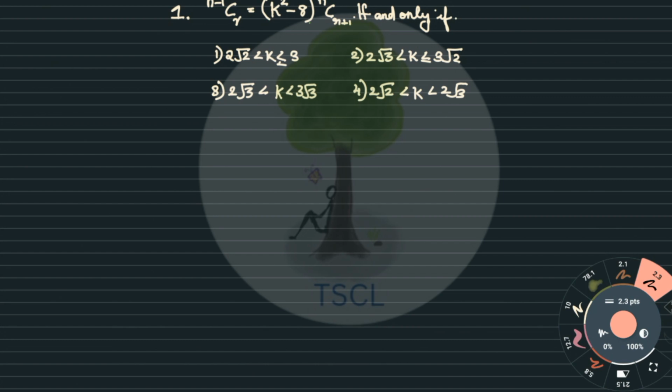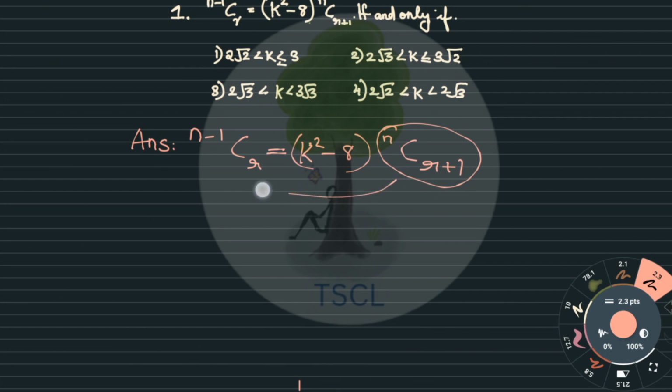Question from JEE Main Session 1 2024. Let's start answering it. To answer it, first we'll write down the question as it is. N minus 1 CR is equal to K square minus 8 into N CR plus 1. We'll take this product into the left hand side. It will become N minus 1 CR divided by N CR plus 1 is equal to K square minus 8.